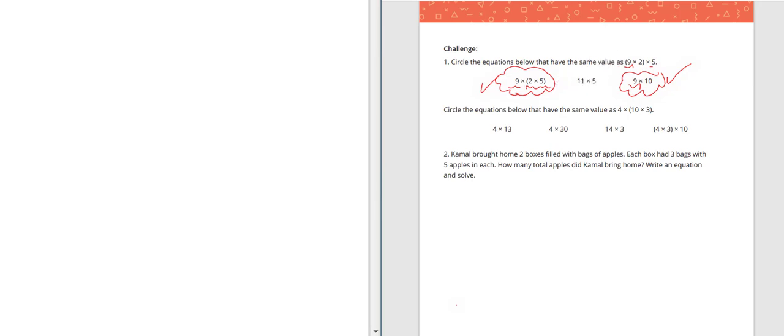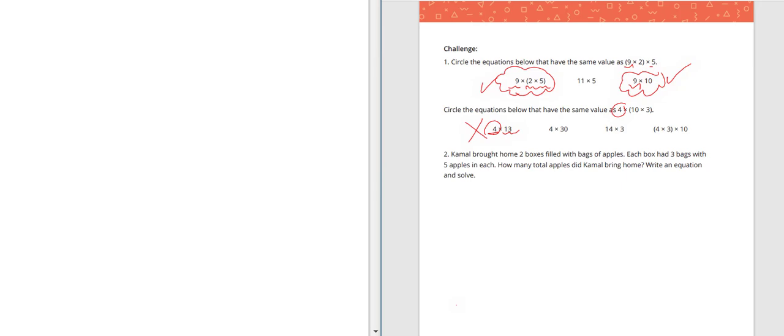Okay, number 2, circle the equation below that have the same value. Okay, the same exercise. We have 3 factors in associative property. 4 times 10 times 3. Okay, here we have 4. Okay, we have 4 in the first factor, but the second factor is 13. Okay, 13 is 10 plus 3, not 10 times 3. So the first equation is reviewed.